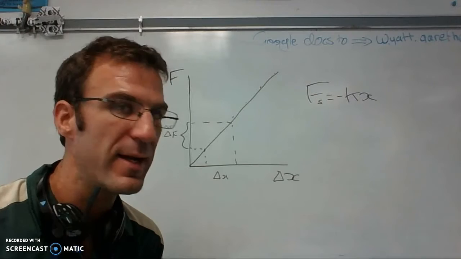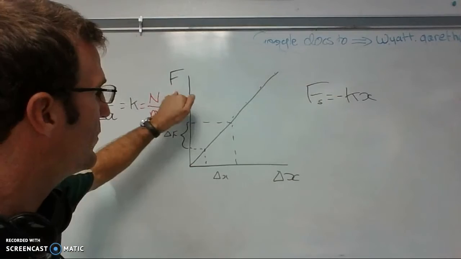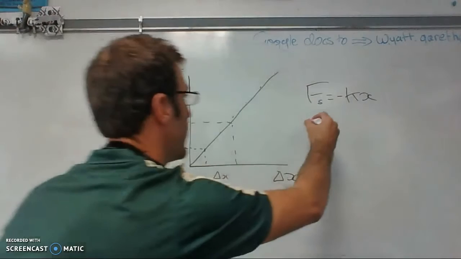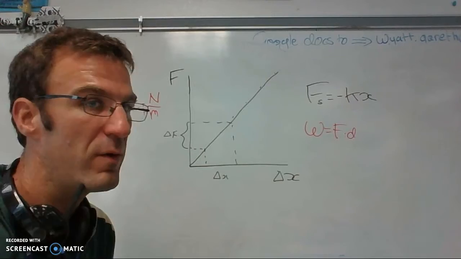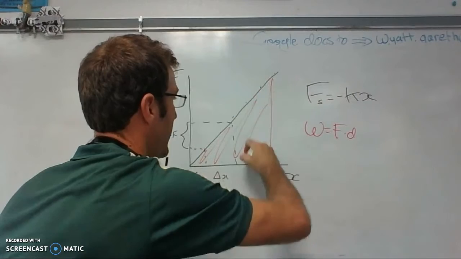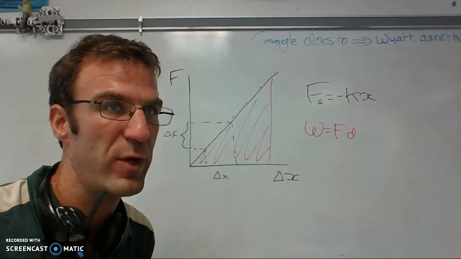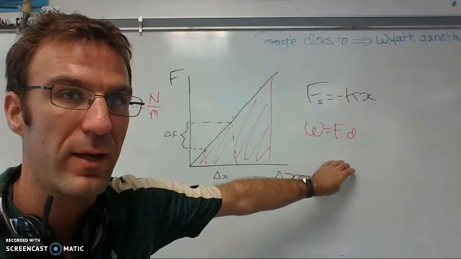In order to think about that, we've got our graph of force versus change in position right here. We know work equals force times distance, so I need to multiply the force times the distance. We're back to the same old story: I need to calculate the area underneath this graph if I want to find out how much potential energy the spring can have, because force times distance is the amount of work it can do.